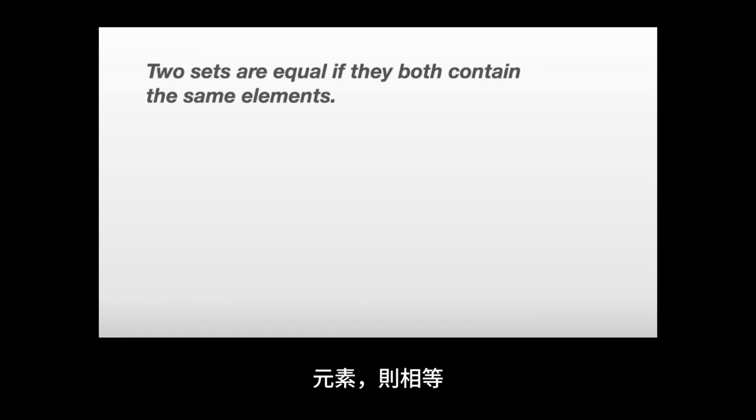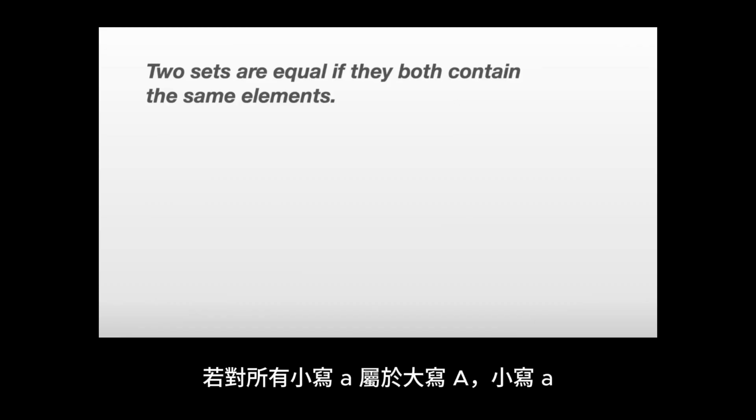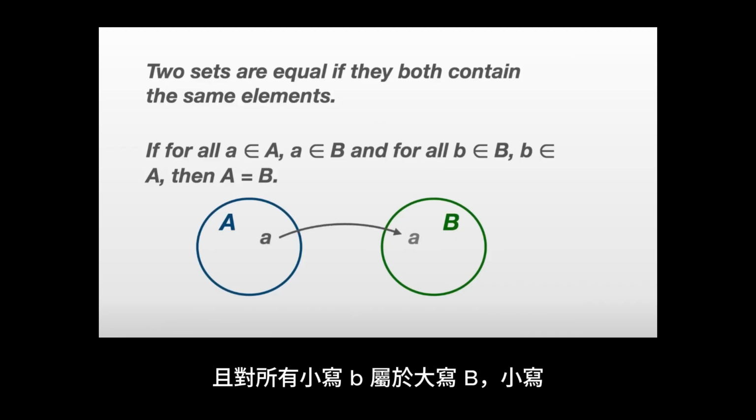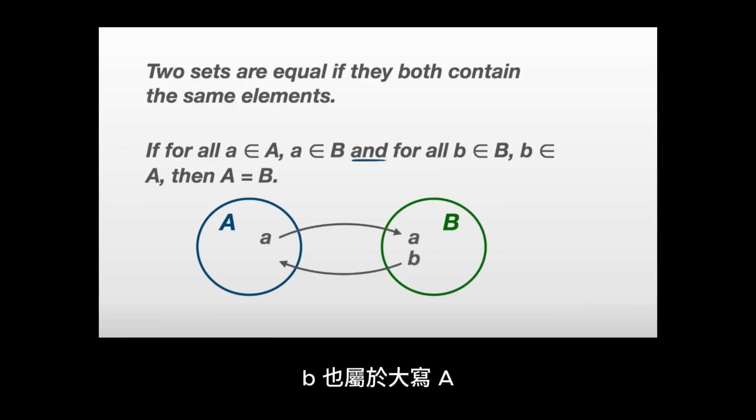Two sets are equal if they both contain the same elements. If for all little a in capital A, little a is also in B, and for all little b in capital B, little b is also in capital A, then the sets A and B are equal.